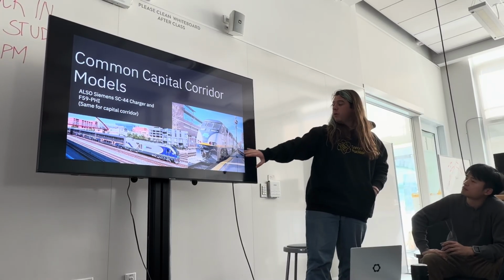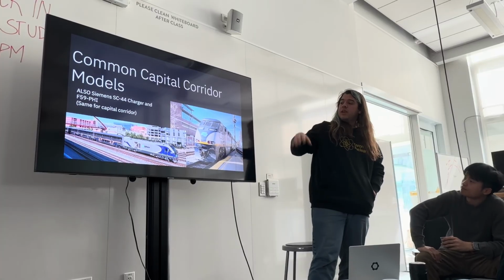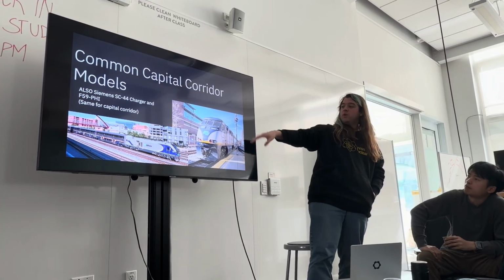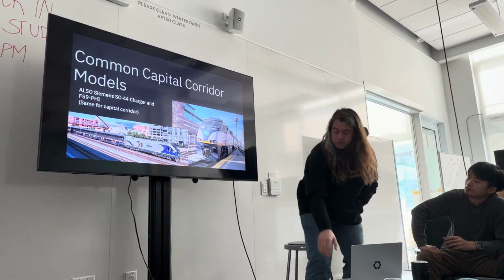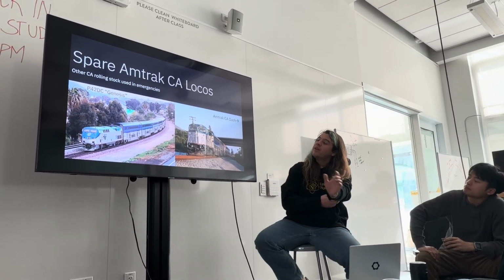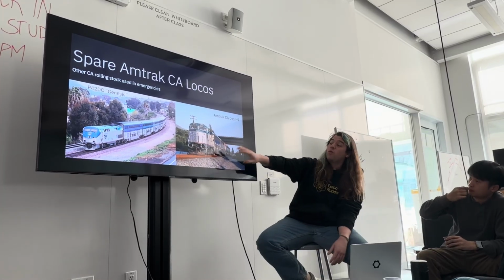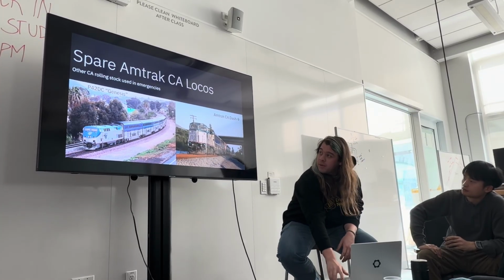Both of these, I think, are in Oakland and Emeryville. Capital Corridor and the San Joaquins both use these Chargers as well as these F59PHI locomotives. And then if you're really lucky, you'll see some different equipment. This is a Dash 9. Amtrak California has like 2 of these, and when things go really wrong, they'll put these out.